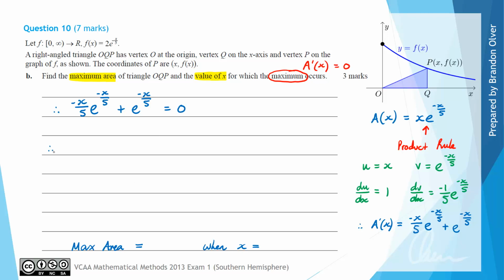And to solve that, we're going to factorize out the common factor of e to the power of negative x on 5, which we'll leave behind, and just be careful when you do a step like this. It will be negative x on 5 plus 1 equals 0 still.